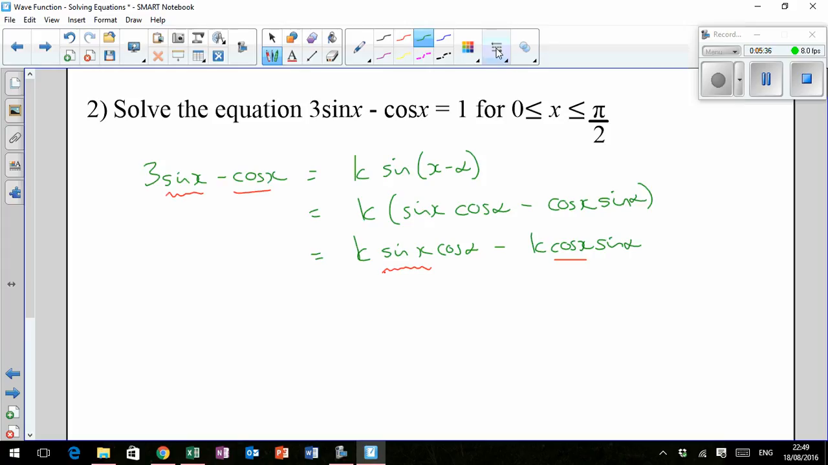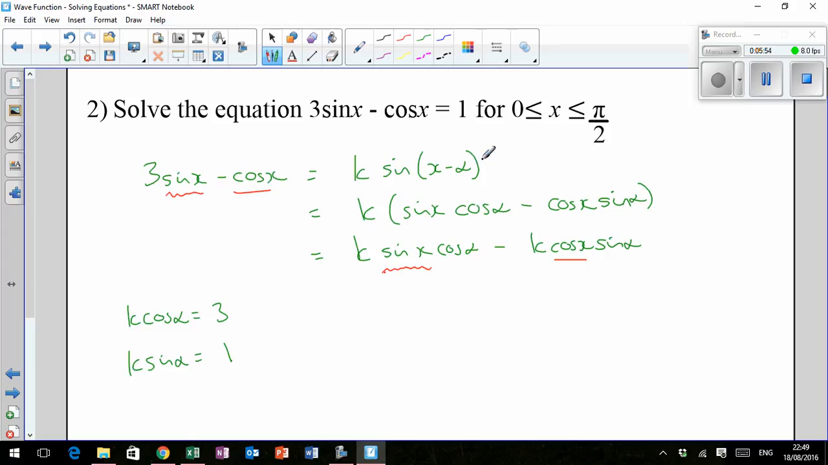Okay, so looking at equivalencies, sine x matches up to sine x, so k cos alpha is equal to 3, and then negative k sine alpha is equal to negative 1. So k sine alpha is equal just to 1. Okay, and that's what I mean.